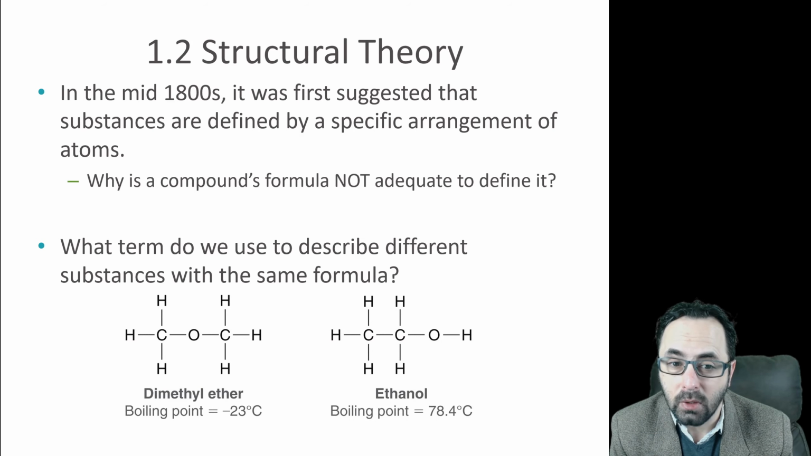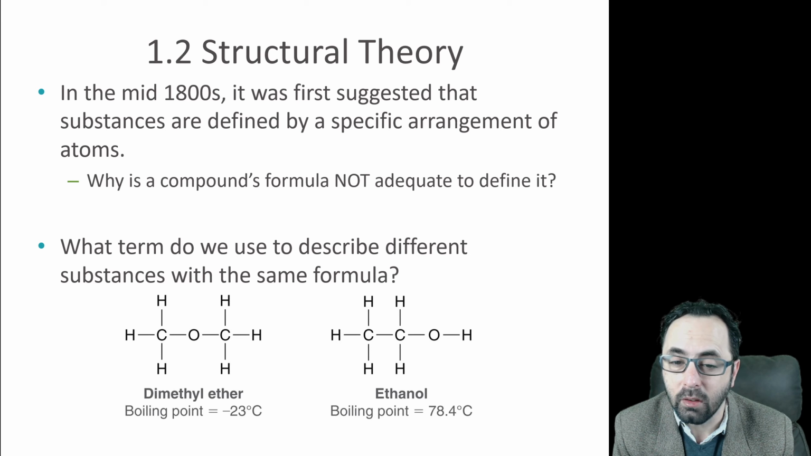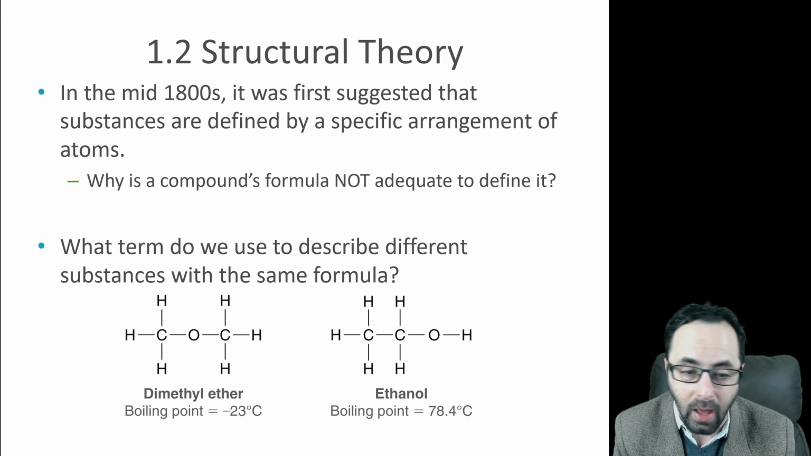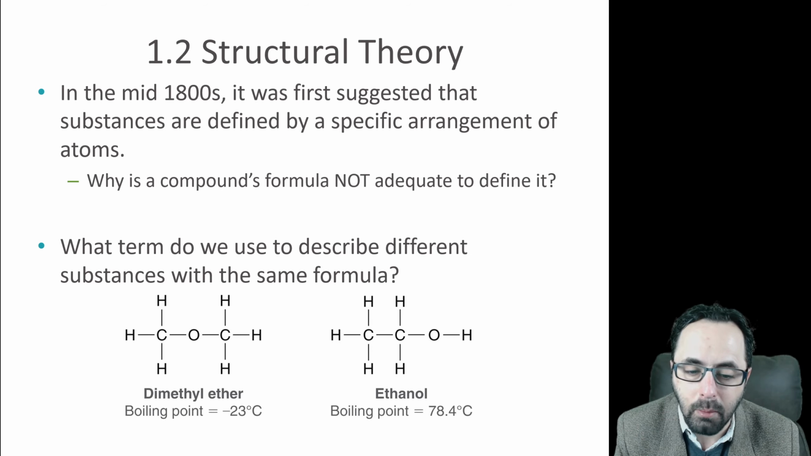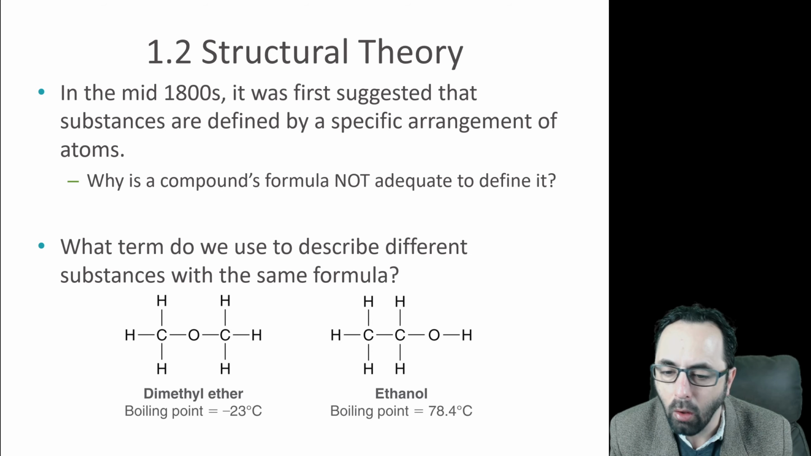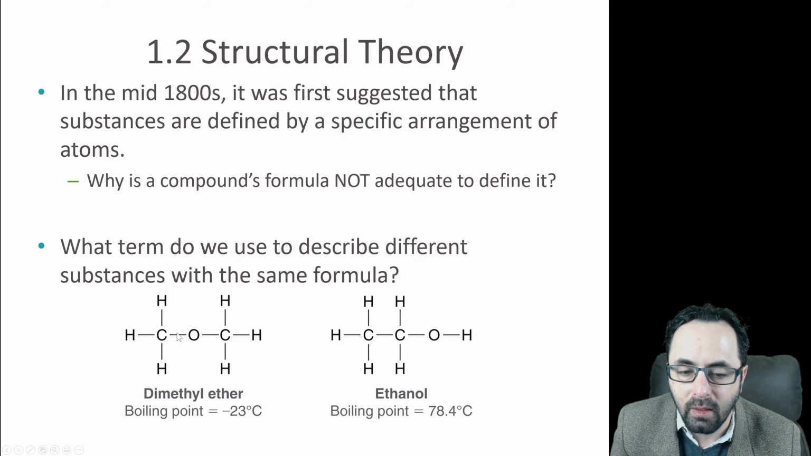So in the mid-1800s, it was discovered that structures were not only specific to what atoms were in them, but also how those atoms were arranged and which atoms were chemically bonded to which other atoms. And so you can see on the bottom 2 so-called isomers, dimethyl ether and ethanol. They're called isomers because the word isomer means that they have the same atoms, but they're bonded in a different way. You can see they both have 2 carbon atoms, 6 hydrogen atoms, and 1 oxygen atom.